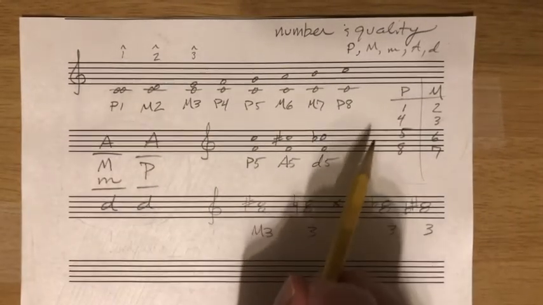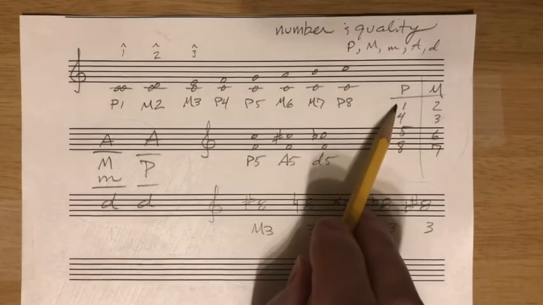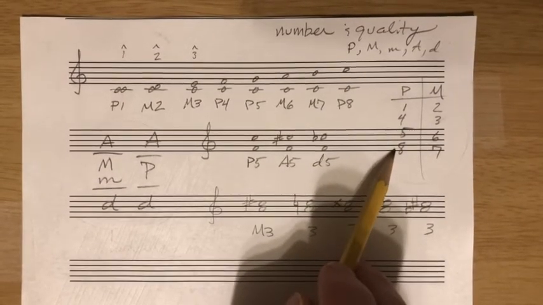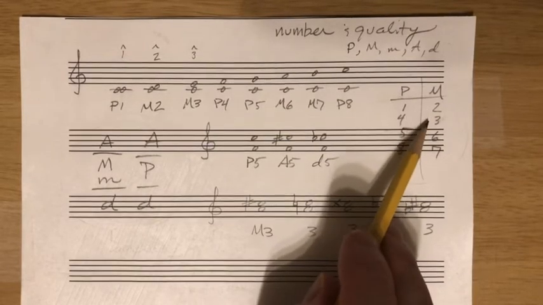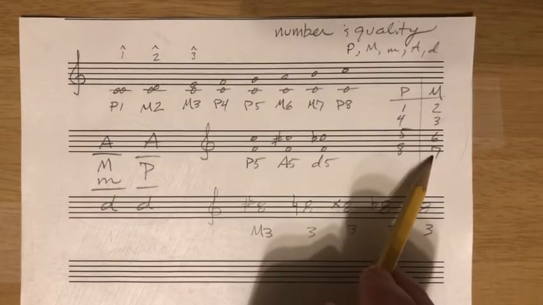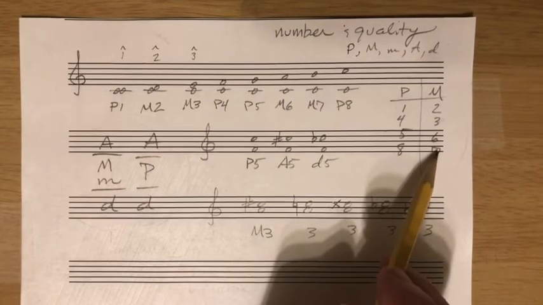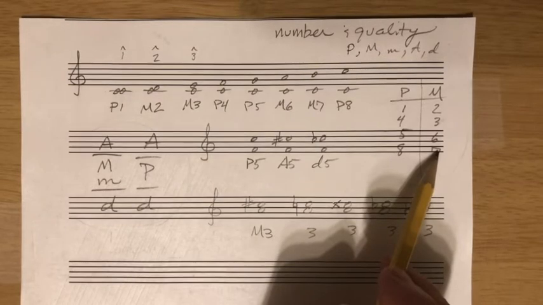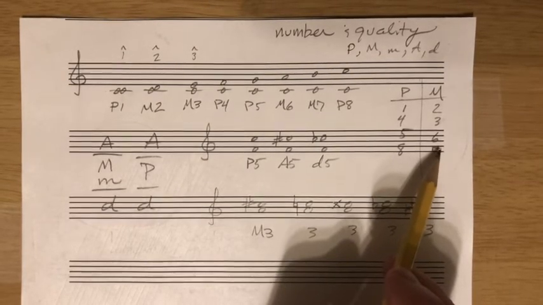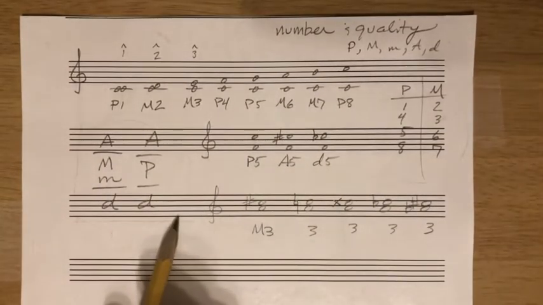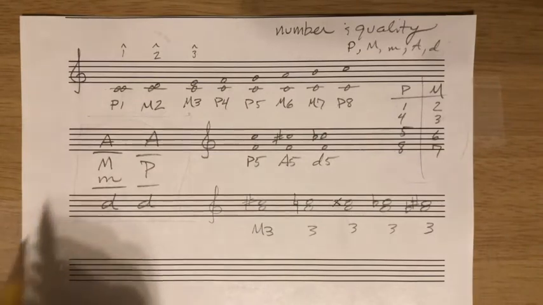Here's a little chart of them. The perfect intervals are the unison, the fourth, the fifth, and the octave. The major intervals are the second, the third, sixth, and seventh. We can use this information to determine the number and the quality of intervals where the upper note does not fit into the major scale as well. And for that, this is a very important little chart that we have over here.